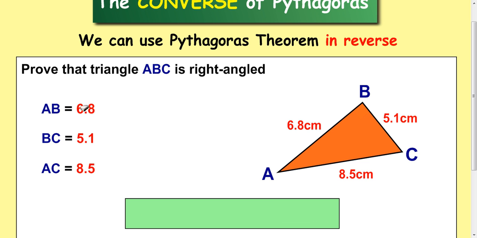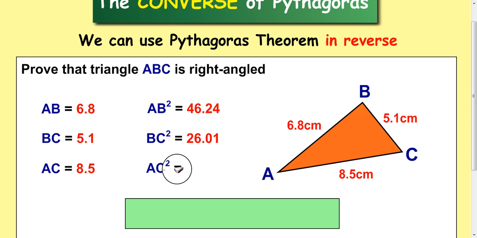The next thing to do is actually to square them all. So AB squared, if you just put that into your calculator, is 46.24. BC squared is 26.01, and AC squared is equal to 72.25.